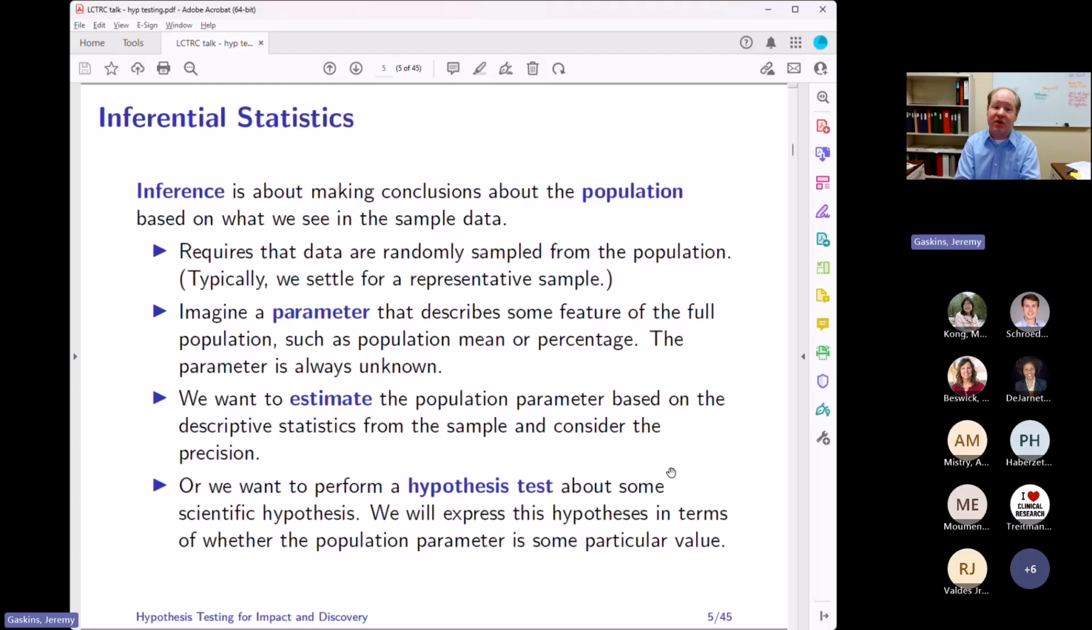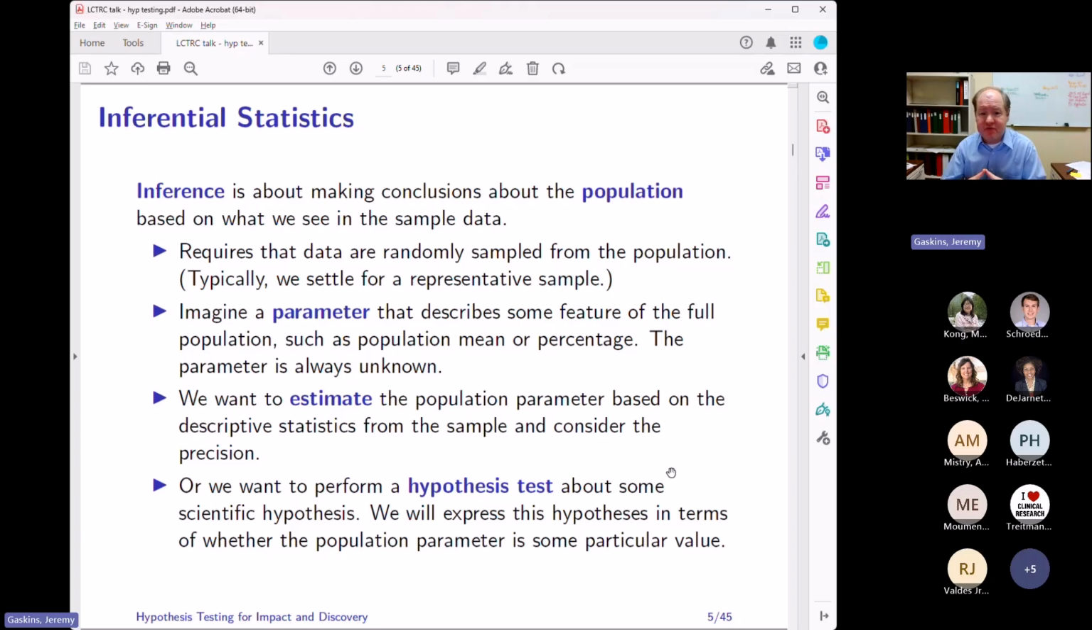So the first thing that we want to think about when we're trying to perform statistical inference is that we need our data to be randomly sampled from the population. And in most cases, we don't actually have that. Typically, what we settle for is that our sample is representative of the population. And we won't really today get into the issues associated with that potential mismatch, but that is an important piece.